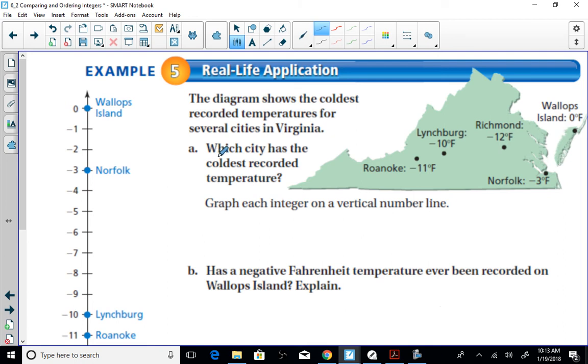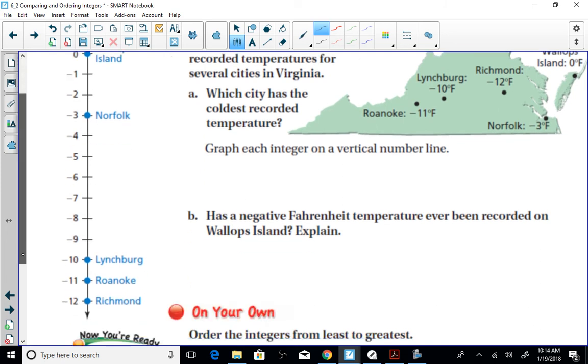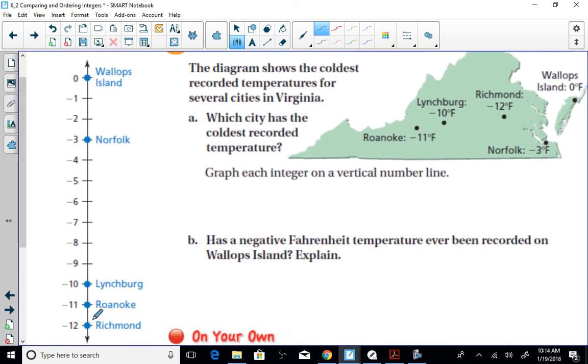Question A says, which city has the coldest recorded temperature? Well, first, once again, we can graph each one of these integers either on a vertical number line or a horizontal number line. Doesn't matter. So the textbook chose a vertical number line here. When I look at all of my recorded temperatures, I have Richmond at -12, Roanoke at -11, Lynchburg at -10, Norfolk at -3, Wallops Island at 0. So once I have my number line set up and I have all of my temperatures located on my number line, it's going to make the question very simple.